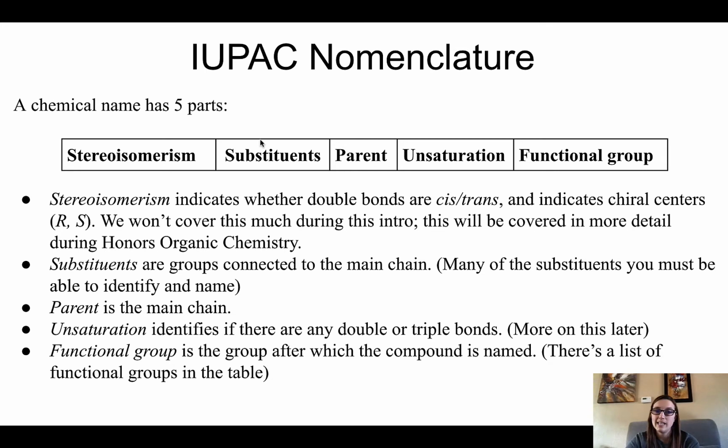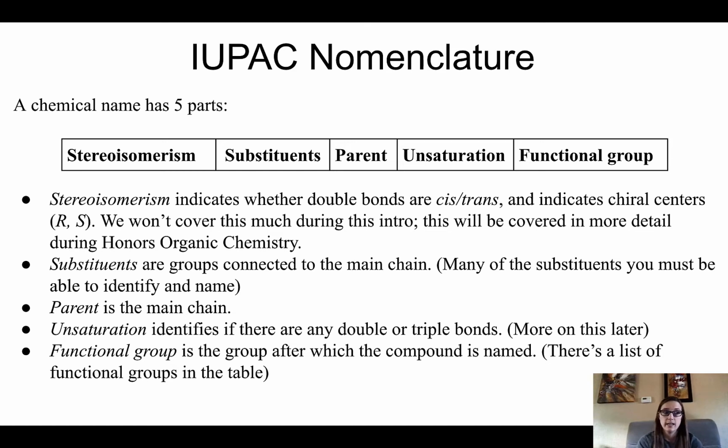And it actually goes in this order as well. So some molecules we will see have all 5 parts of this. So stereoisomerism indicates whether double bonds are what we call cis or trans. So whether your substituents are on the same side of the double bond or different sides. It also indicates what are called chiral centers. We're not really going to go over this much. We might talk a little bit about cis and trans double bonds, but mostly these stereoisomers are covered in more detail during honors organic.